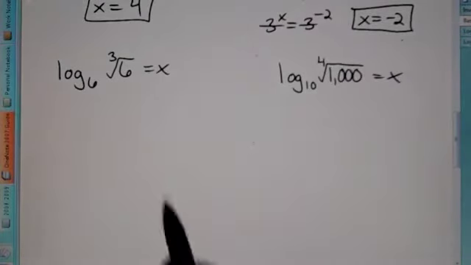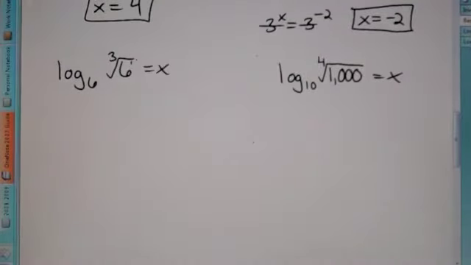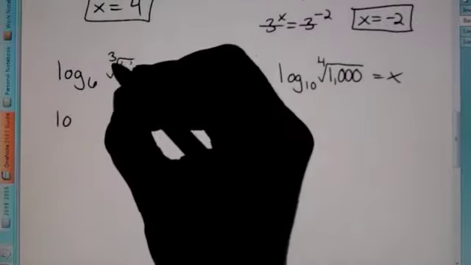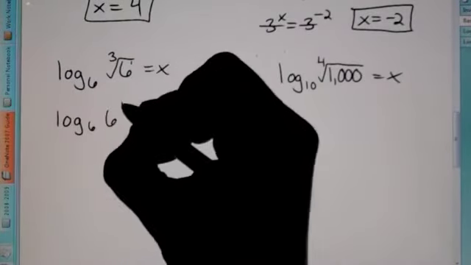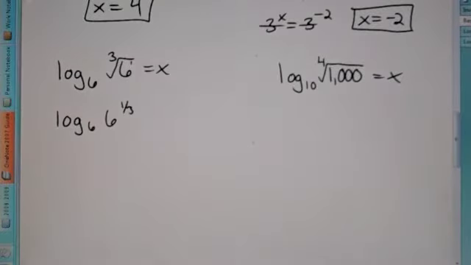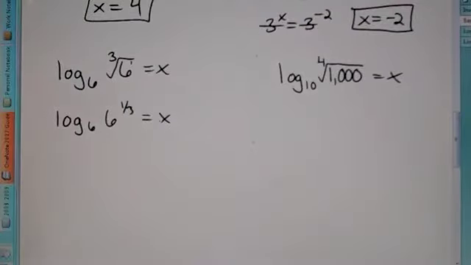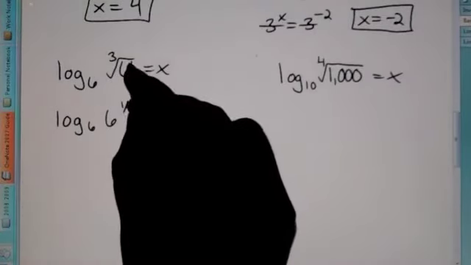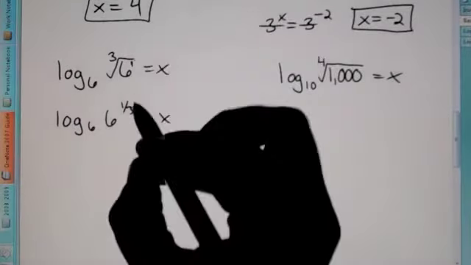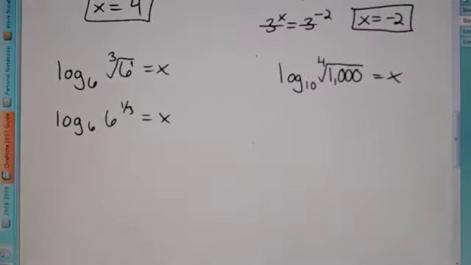Now whenever you have a root, we did this as well, there's a little invisible 1 on the inside. Instead of saying third root, we can rewrite that as a fractional exponent. So we could say to the 1/3. Instead of saying third root, we could say 6 to the 1/3. The inside exponent, in this case a 1, becomes the numerator. The outside root, or index, becomes the denominator.